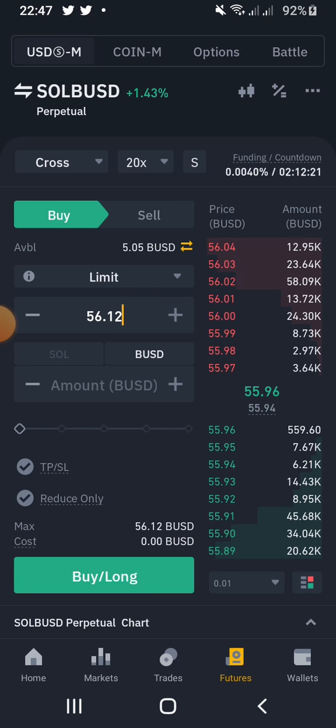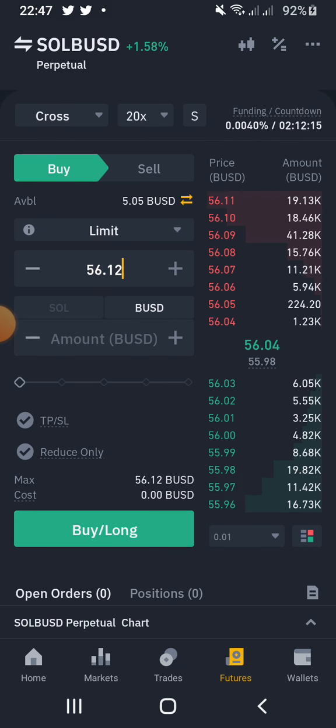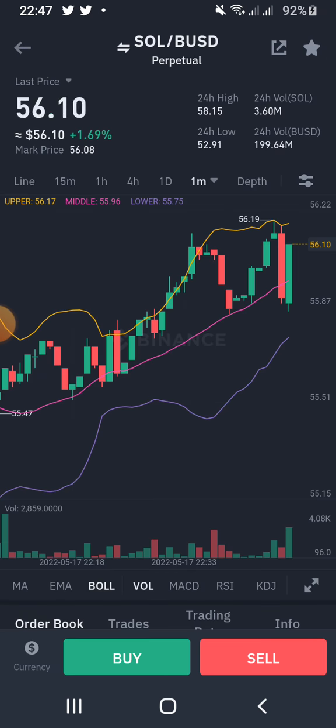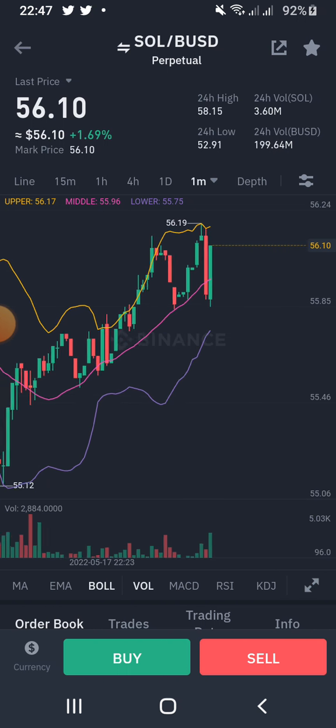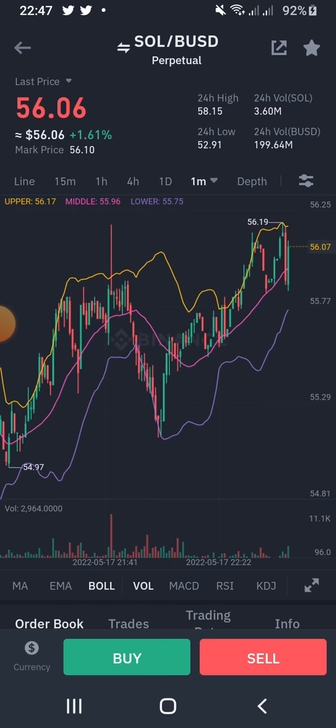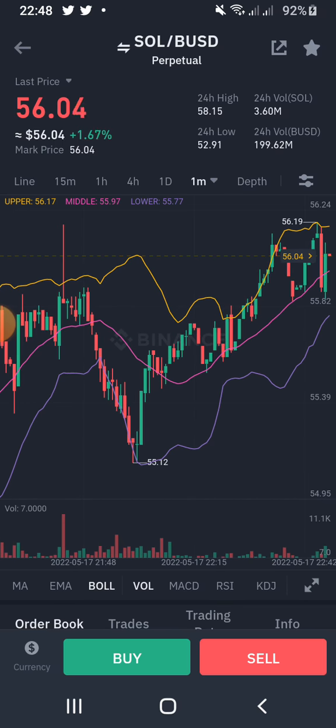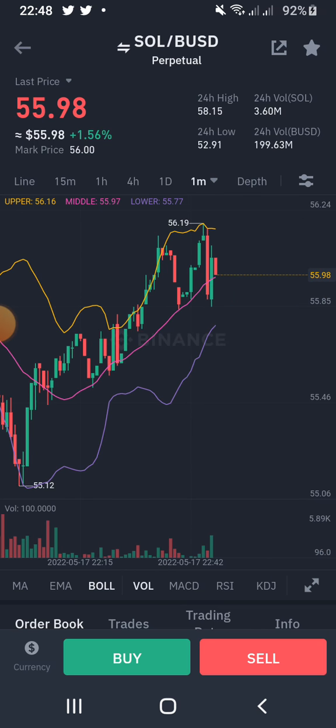Now, looking at this trade, we're going to initiate a particular trade using Solana against BUSD. It's currently at 56.04, fluctuating, moving up and down. So let's say in this scenario you want to invest in this project, you want to take note of the chart and see how the price has been moving these past few days. The 24-hour high is about $58.15, and the 24-hour low is about $52.91.